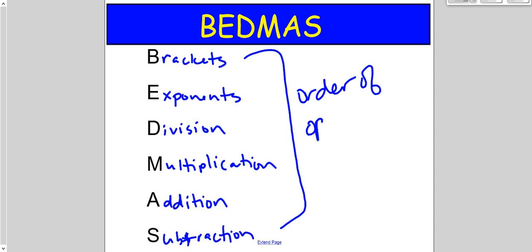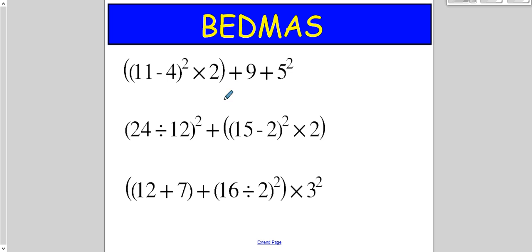So if we have a whole bunch of different operations going on in an equation, this lets us know what order we want to do things in. So here, let's try a few then. All right. Wow. So remember, BEDMAS starts with brackets. So I'm going to be looking inside these brackets, and then inside of those brackets, I have more brackets. So I'm looking at the inside bracket.